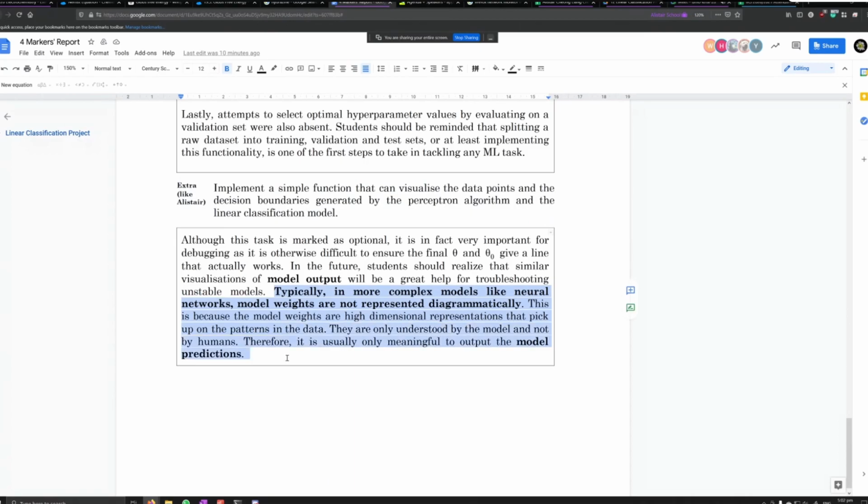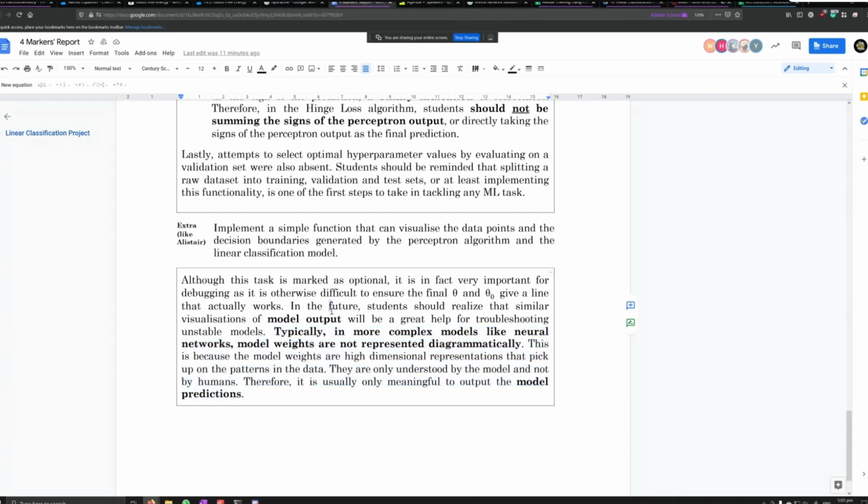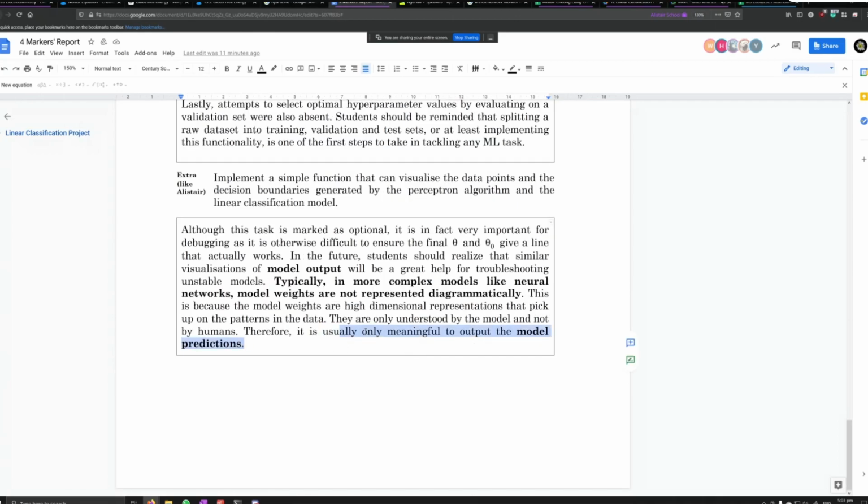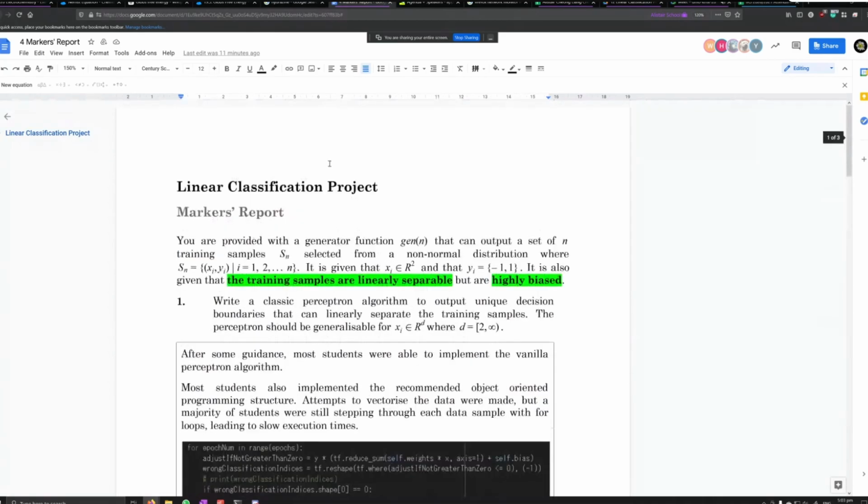But as an FYI, in more complex models like neural networks, usually when people try to visualize things, they visualize the outputs. They don't visualize the actual weights of the model itself. Unlike what we're doing now, because we only have one data and one data node, so it's very easy. You can just directly use that to plot a graph. But in more complex models, you don't want to do that because the weights are only understood by the model. It's all gibberish and numbers to humans, and that's why it's only meaningful to output the model predictions.